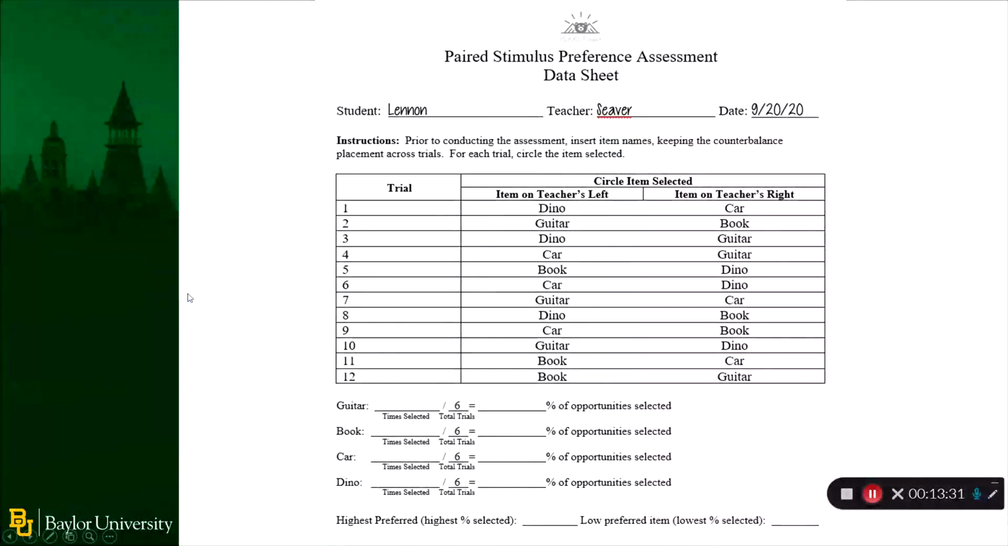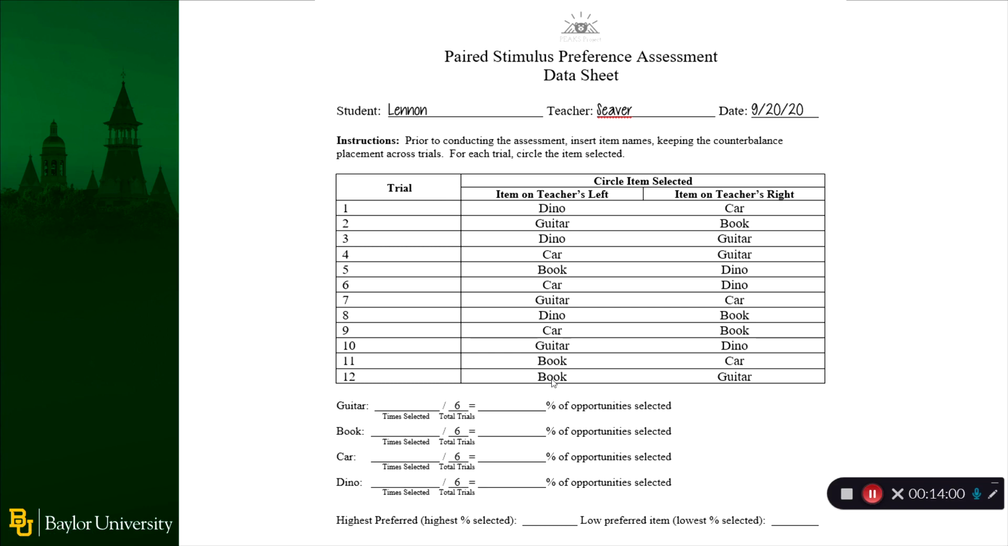So let's look at the data sheet. So our student was Lennon and the teacher was Miss Seaver. We have our date of assessment. And before Miss Seaver conducted this paired stimulus preference assessment, she had to prepare her data sheet. So she had to go in and list her specific items. Because she was testing only 4 items instead of 5, she needed fewer trials than were presented in the data sheet that's for you there on Canvas.